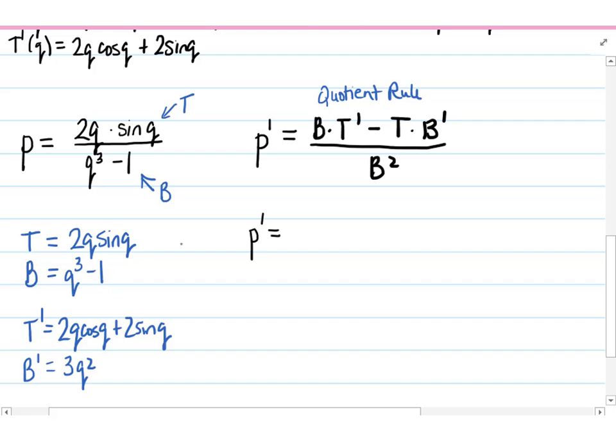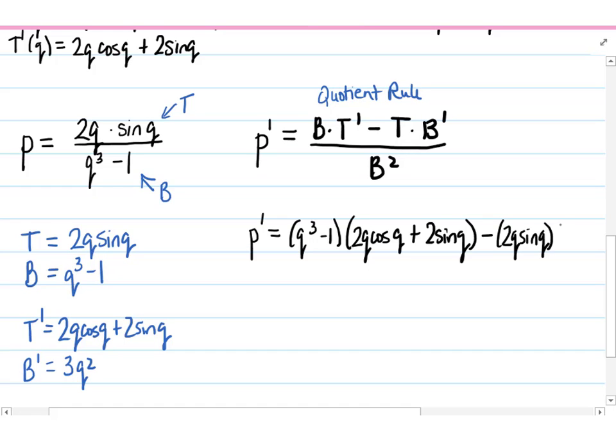P prime is going to be the bottom, which is q cubed minus 1, times the derivative of the top, which we found to be 2q cosine q plus 2 sine q, minus the top, 2q sine q, times the derivative of the bottom, which is 3q squared, all over the bottom squared, q cubed plus 1 squared. Now this is really our derivative, but generally speaking, we don't leave it in this format.